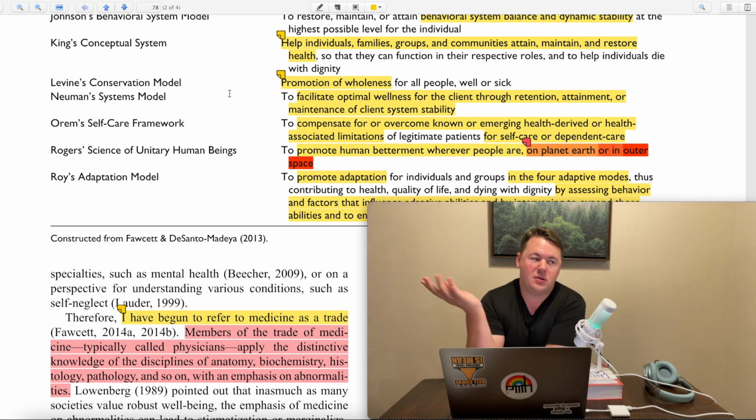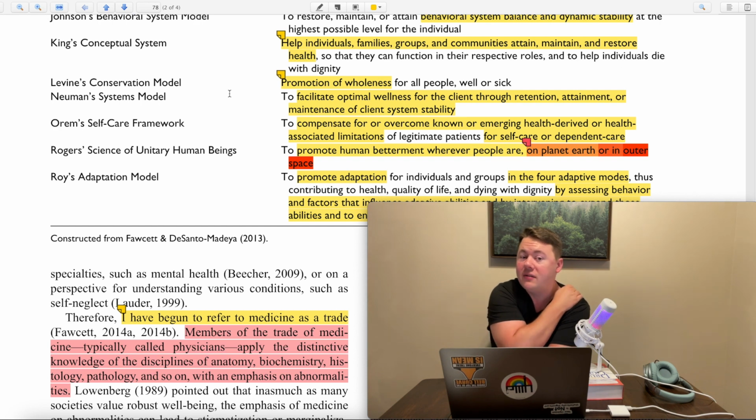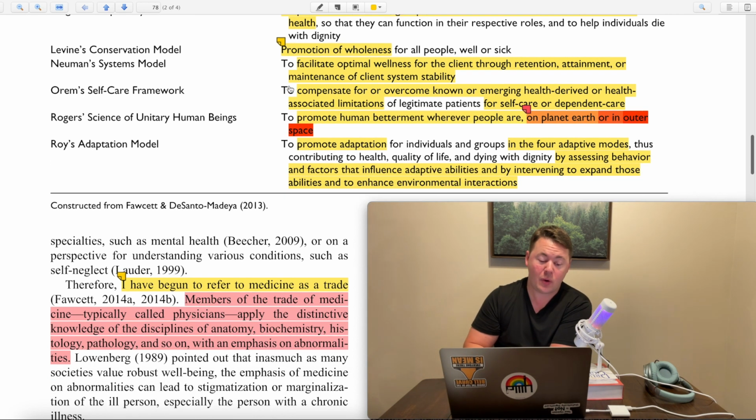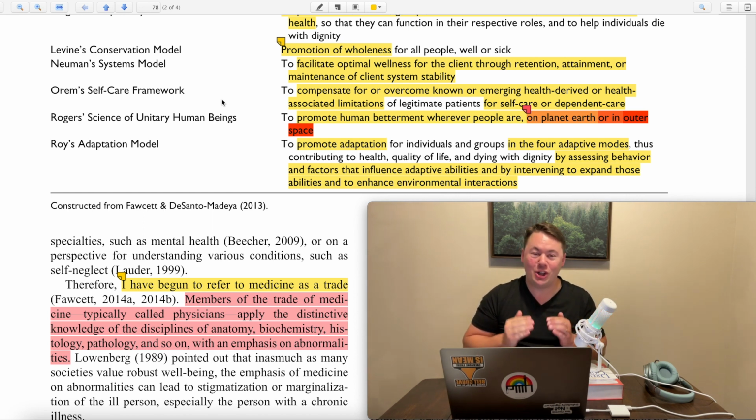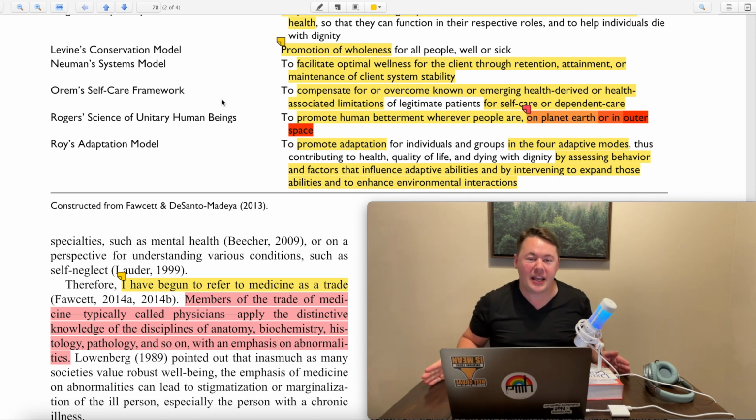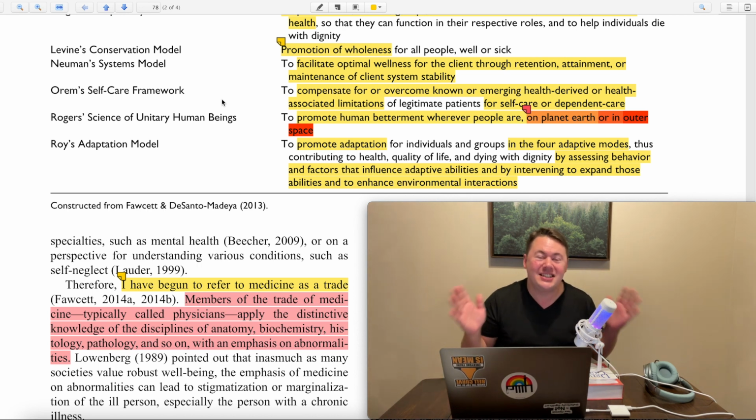And then of course, self-care, the idea that it's not at all involved in medicine, the idea that these are completely categorically distinct is another discussion for another day. Rogers' Science of Unitary Human Beings. Quote, promote human betterment wherever people are, on planet Earth or in outer space. Again, ready? Quote, to promote human betterment wherever people are, on planet Earth or in outer space. This is the clip I'm going to have to put at the beginning of this video.